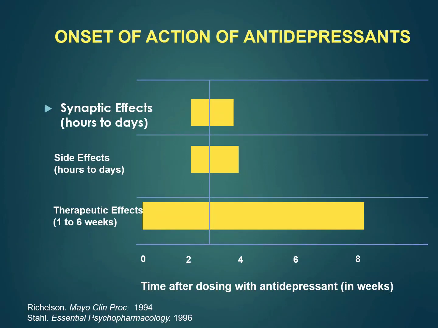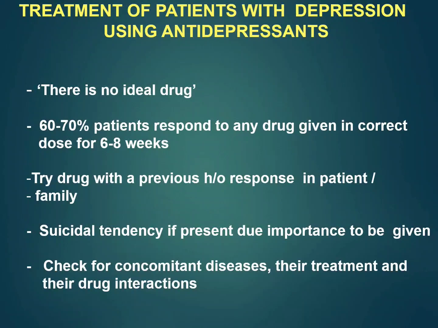Onset of action of antidepressants is within weeks. Side effects and synaptic effects occur within hours to days. But the therapeutic effect takes 1 to 6 weeks. There's no ideal drug. 60 to 70% of patients respond to any drug given in the correct dose for 6 to 8 weeks.